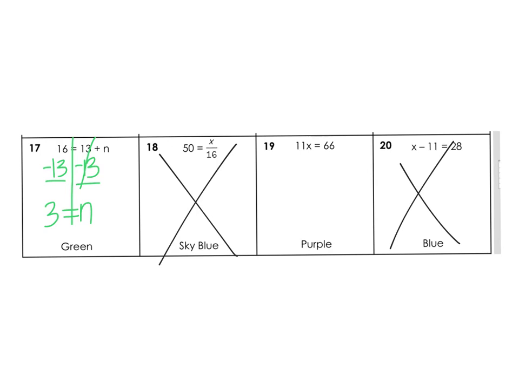On 19, we have 11x equals 66. So we want to get x by itself. We'll divide both sides by 11. And we get x equals 6.